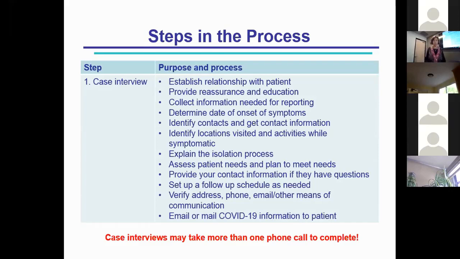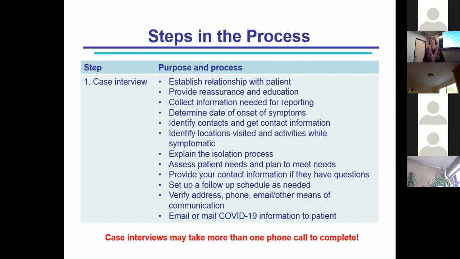Then, as we've talked about, one of the things you need to do is determine the date of onset of symptoms. Identify the contacts and get their information so you can follow up with each of them. And then identify locations visited and activities while this person has been symptomatic. So where have you been? Oh yeah, I took a plane flight to the East Coast. Okay, well that's something for follow-up.